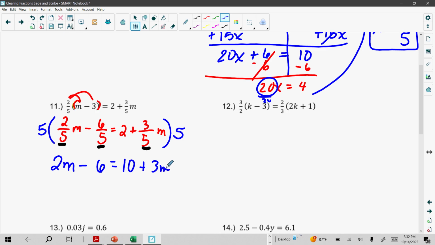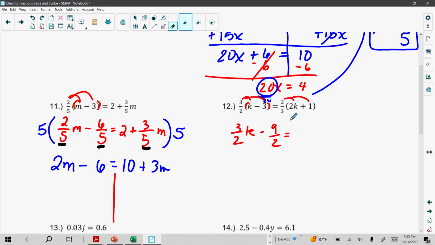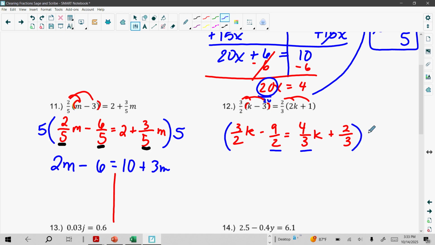And now we're back to a two-step equation, eliminating the smallest variable first. So get rid of the parentheses first. Like on 12, you need to distribute first, both groupings. And then after you do that, you need to find your least common multiple. This is going to be 4/3 k plus 2/3. So my least common multiple between 2 and 3 is 6. Let's see if you can finish this one.